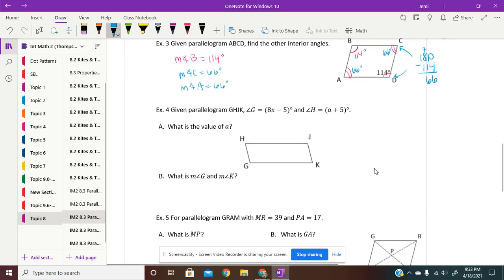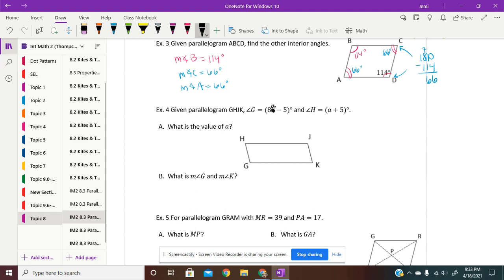Okay, now there are 2 typos in these notes as I have them printed here. So if you have this version, there's 2 typos. And the first one is here in example 4. So please fix this with me. Right here in this expression, angle G is equal to 8x minus 5. This is supposed to be an A. So maybe cross that out and write an A in its place.